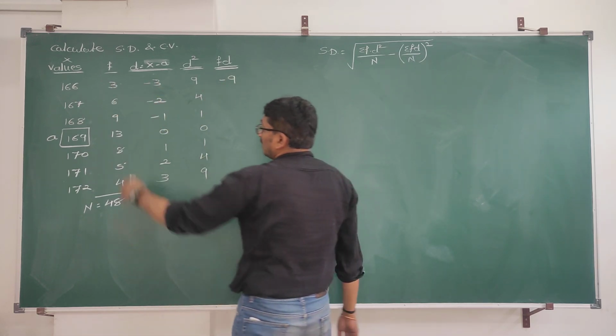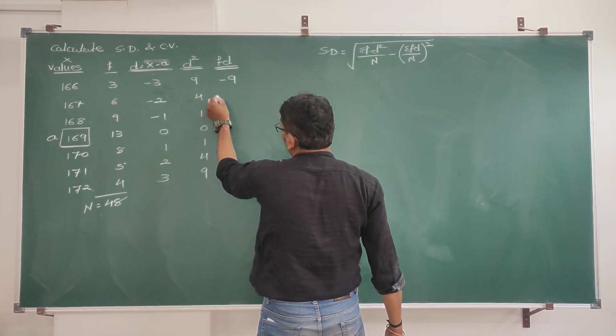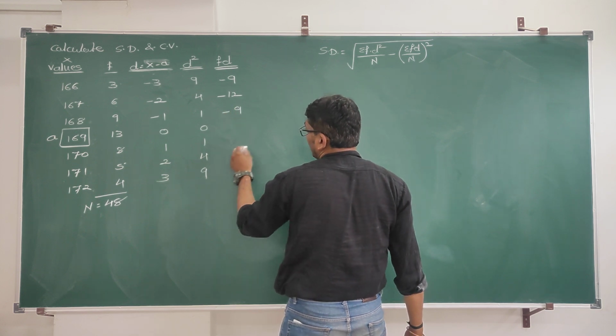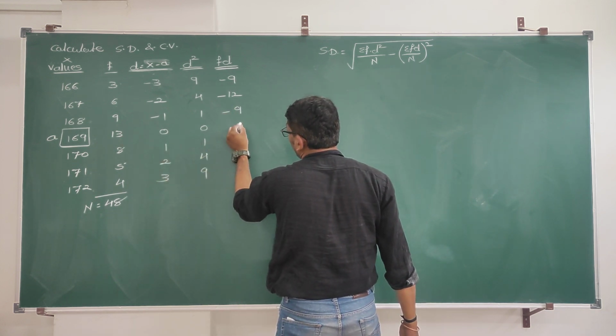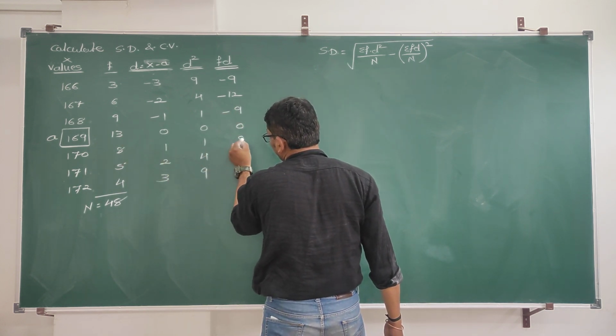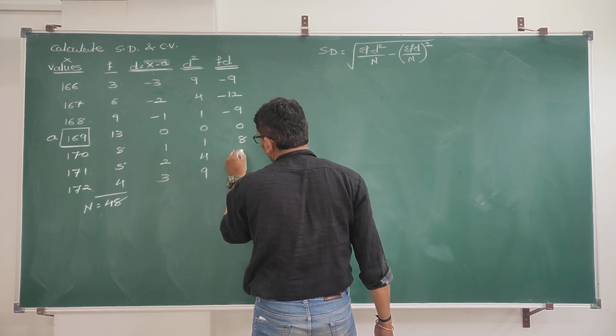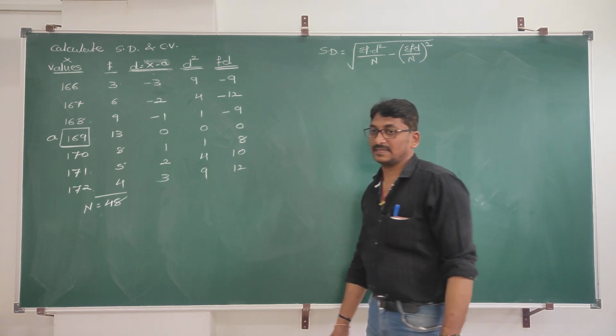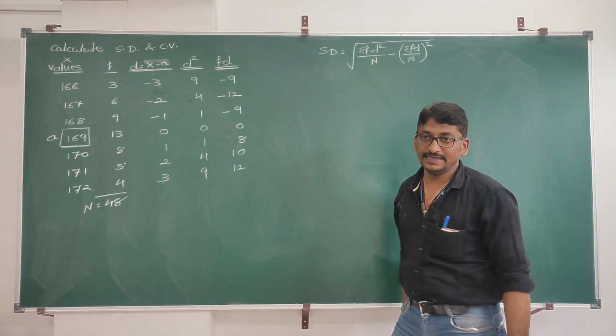Correct? Plus 6 into minus 2, minus 12. 9 into minus 1, minus 9. 13 into 0, 0. 8 into 1, 8. 5 into 2, 10. 4 into 3, 12. Frequency multiplied by d column.